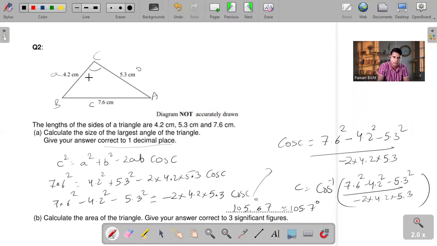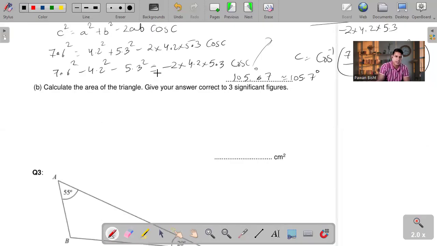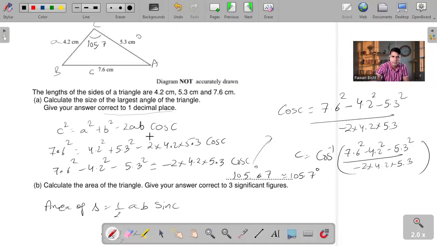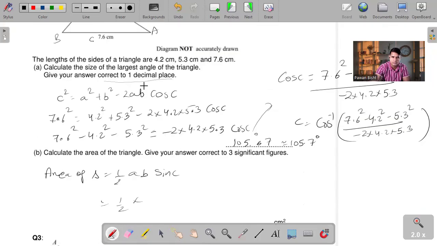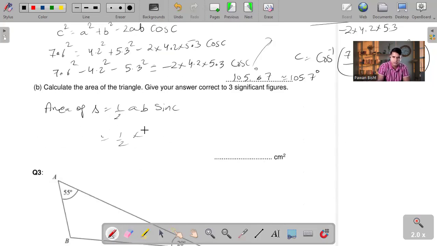Now you have to find the area of triangle. We already calculated this angle as 105.7. So we apply area of triangle formula, which is half AB sine C. Put the value: half, A was 4.2 and B is 5.3. 4.2 times 5.3 times sine 105.7. Put it in your calculator.